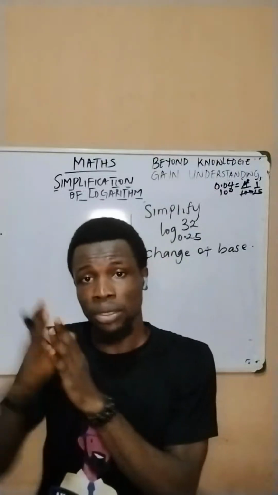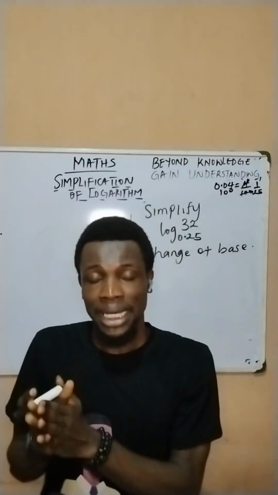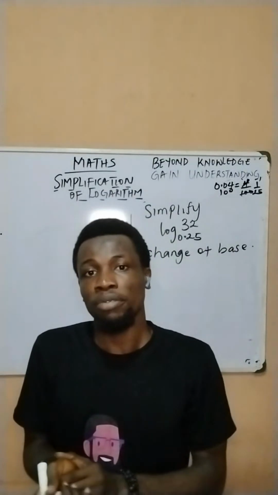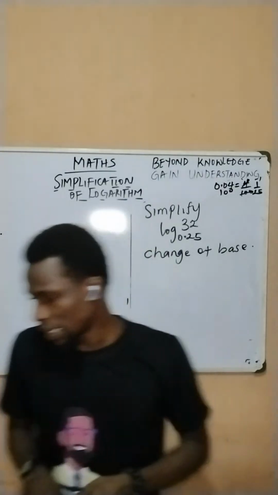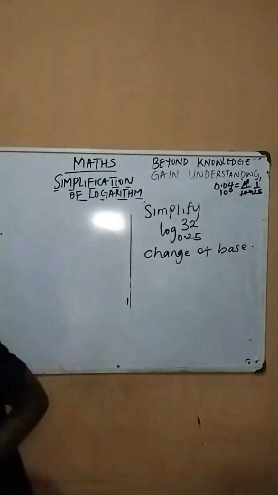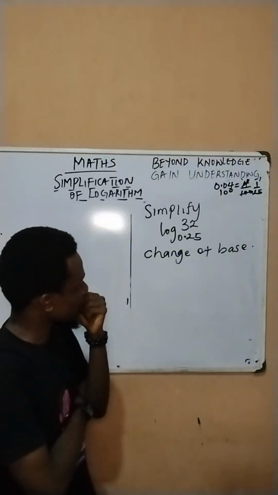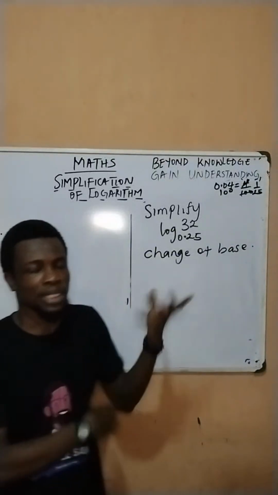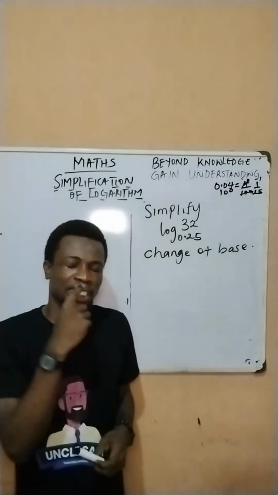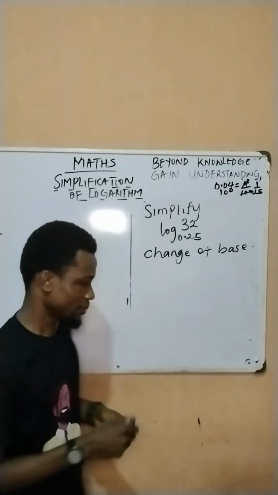You'll see the video I did on introduction to logarithm. There I explained all the basic laws of logarithm in detail. So you can go there and watch the video so you have a better understanding. So what do I do at this particular point in time? I can employ change of base. And how do you employ change of base in logarithm?